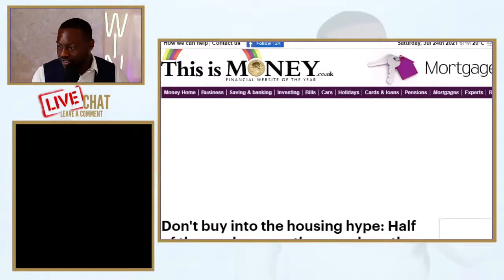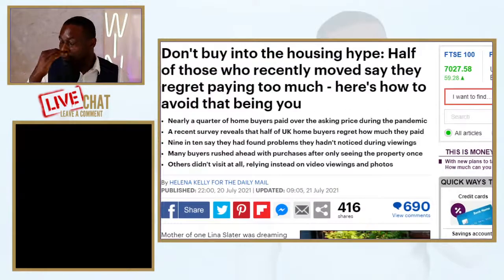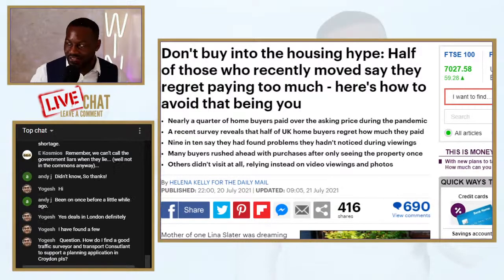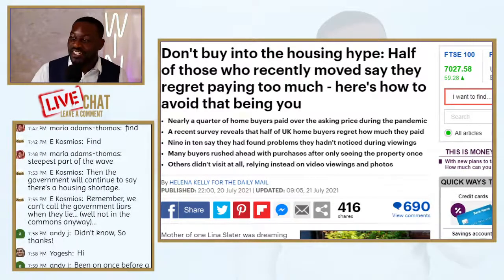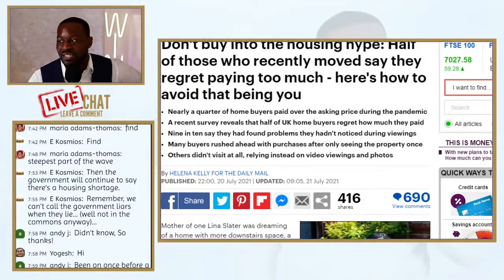All right? So I'm going to jump into this article. Just give you something, and then we're gonna wrap up on the income surfing strategy. Okay, don't buy into the housing hype. This article was from the 21st of July, also, which is just 3 days ago. I want you to understand this. This came 3 days ago, guys. They're producing articles with headlines saying, don't buy into the housing hype. Hope you understand this. Half of those who recently moved say they regret paying too much. Here's how to avoid that being you.